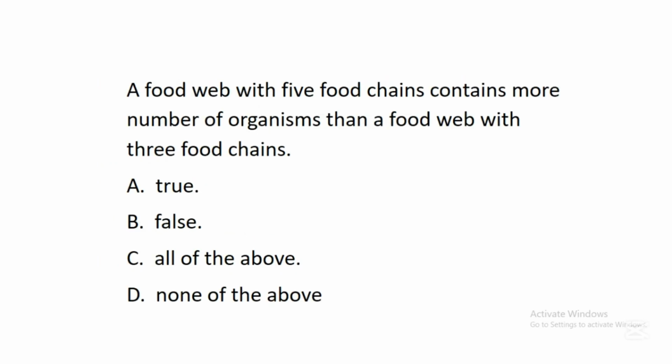The next question says, a food web with 5 food chains contains more number of organisms than a food web with 3 food chains. A. True. B. False. C. All of the above. D. None of the above. In this question, the correct answer is A. True. So, a food web with 5 food chains contains more number of organisms than a food web with 3 food chains. The more the number of food chains in a food web, the more the number of organisms in such food web.